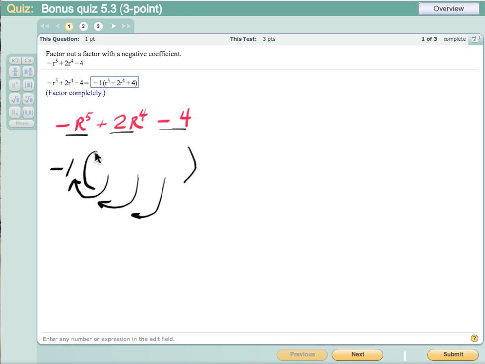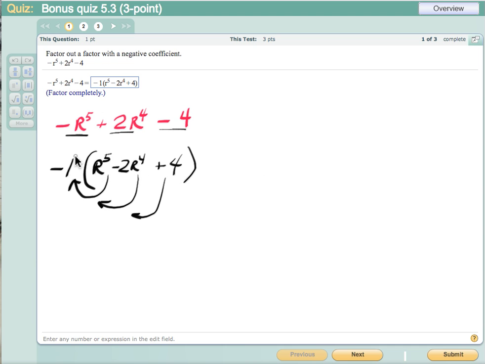The minus r to the fifth becomes a plus r to the fifth. The plus 2r to the fourth becomes a minus 2r to the fourth. And the minus 4 becomes a plus 4. And lo and behold, I've factored out a negative 1 from all three terms.